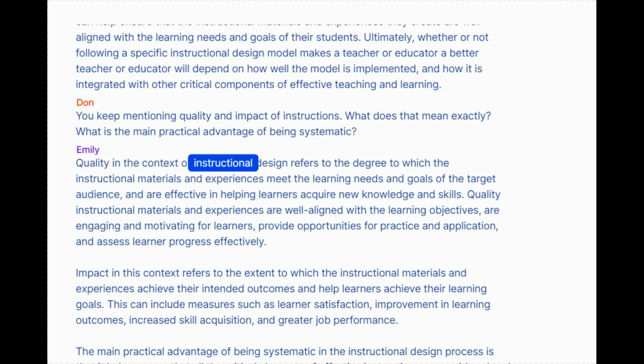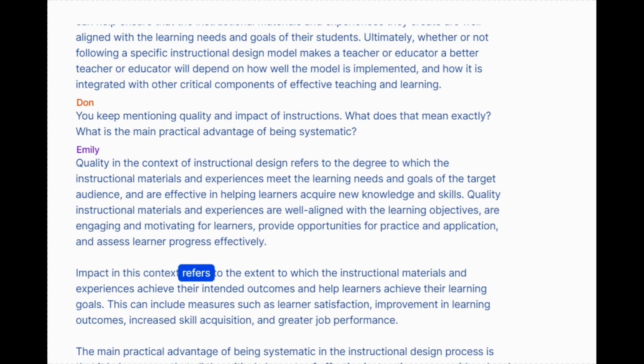Quality in the context of instructional design refers to the degree to which the instructional materials and experiences meet the learning needs and goals of the target audience and are effective in helping learners acquire new knowledge and skills. Quality instructional materials and experiences are well aligned with the learning objectives, are engaging and motivating for learners, provide opportunities for practice and application, and assess learner progress effectively.